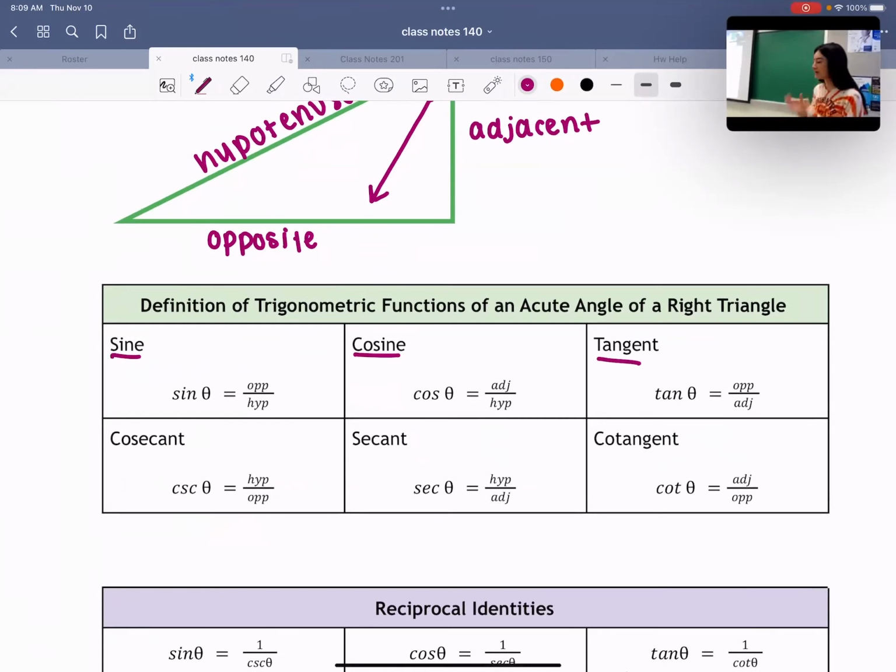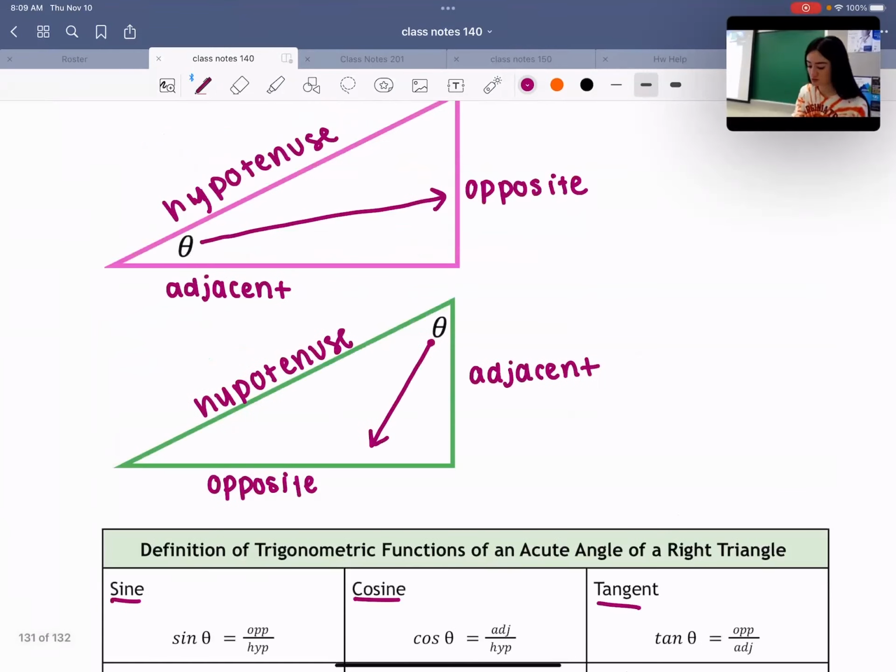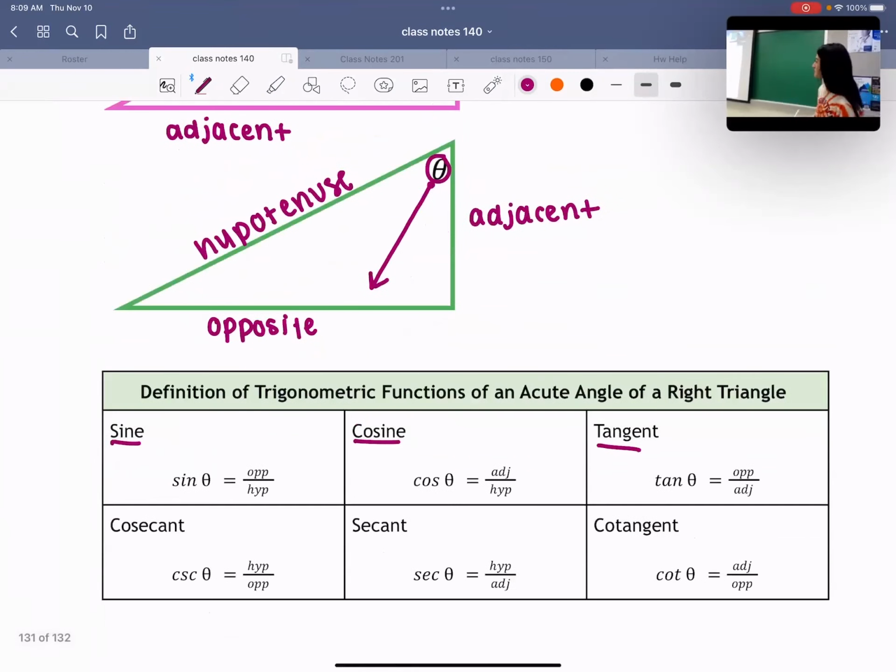So given any right triangle, if we focus on, say, this angle here, the sine of that angle is the length of the opposite side over the length of the hypotenuse side. Okay, so you're just going to take those lengths and divide them by each other. Okay. The cosine is the adjacent side divided by the hypotenuse side. And the tangent is the opposite side divided by the adjacent side. Okay. Now, who remembers the way we remember this?